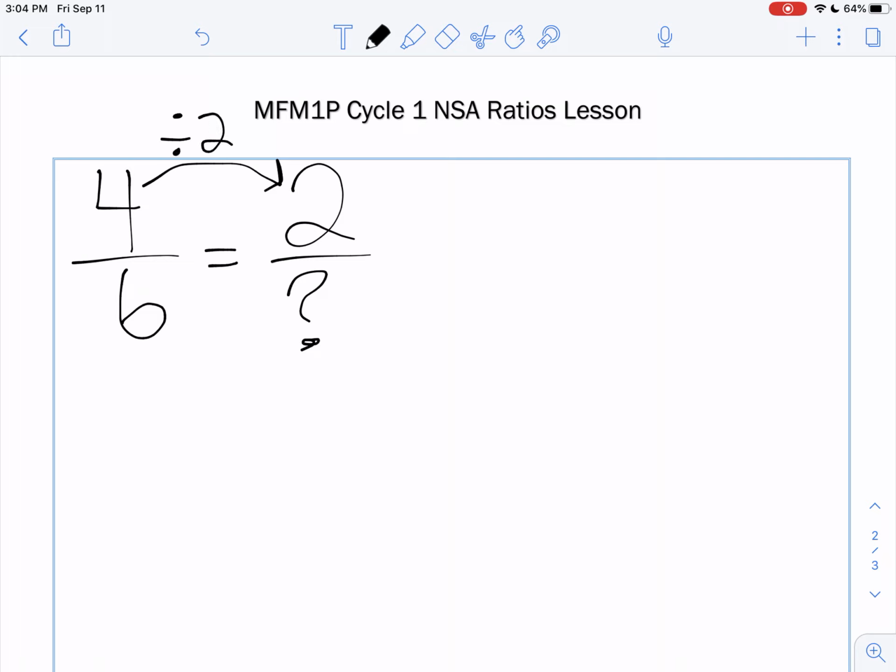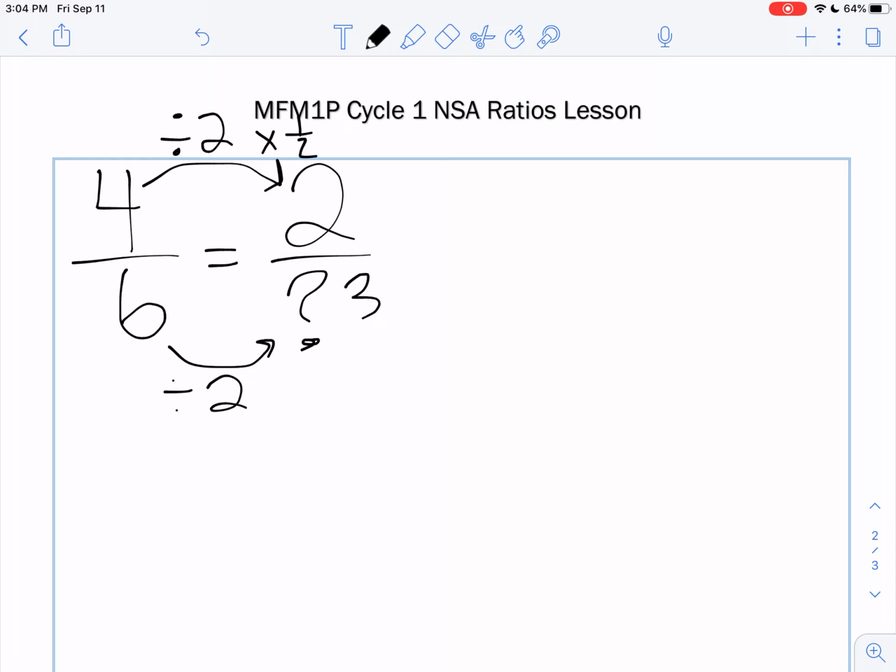Remember, that's the same as multiplying by a half. So multiplying and dividing, it doesn't really matter which one you're using. You could say multiply by a half if you feel more comfortable. And whatever I do to the top, I have to do to the bottom. So if I divided 4 by 2, then I have to divide 6 by 2 as well. So my missing term is a 3.